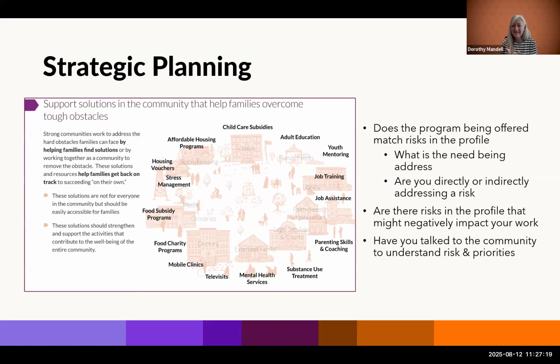So what is the need being addressed, and are you directly or indirectly assessing a risk? Like I said, there are a lot of risks in the profile that might negatively impact your work. And so that's also important for coming out with strategic planning. A community I worked with a few years ago, this became like a big thing. There's risks and there's real assets in the community.